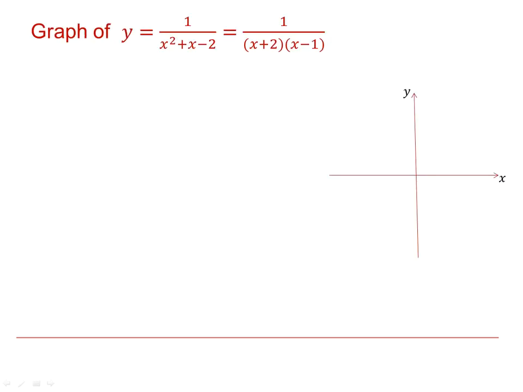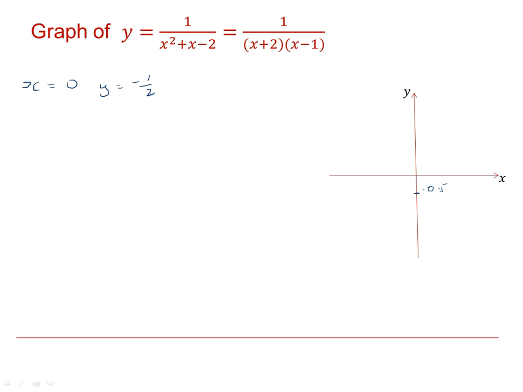First of all, I'd like you to consider this function, y is equal to 1 over x squared plus x minus 2, which we can factorize the denominator to 1 over (x plus 2)(x minus 1). If we were to look at sketching this graph, first of all, we might want to look when x is equal to 0. We can see that y will be equal to negative a half. In other words, it's going to cross the y-axis at negative 0.5, about here, let's say.